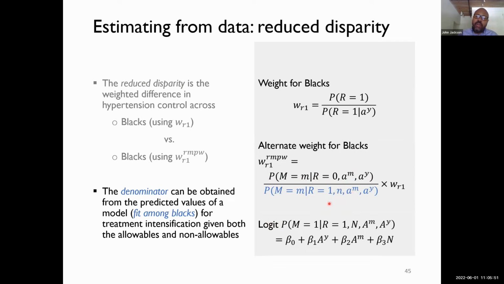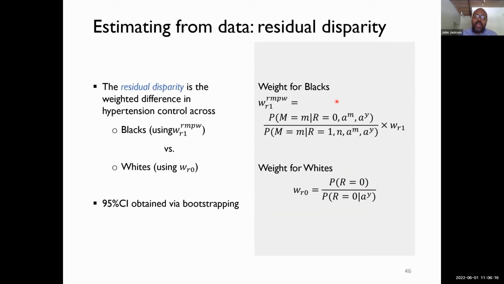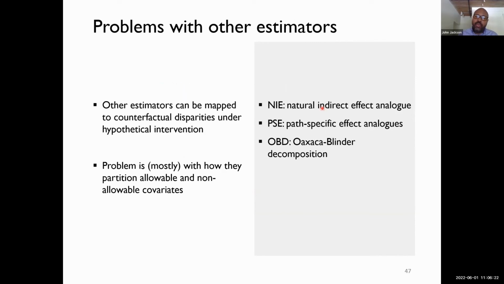And so the model for the denominator is fit among Blacks, the model for the numerator is fit among whites, and you can think of what this weight is doing as replacing, in the Black population, this distribution with this distribution that's on top. Then we multiply this constructed weight times the stabilized inverse probability weight, and we can take a similar approach to get the reduced disparity.